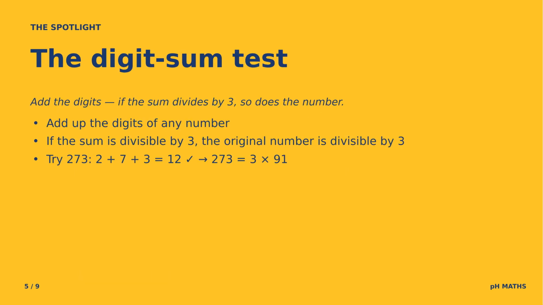The digit sum test. This is the rule that 3 is famous for. Take any number at all, and add up its digits. If that digit sum divides by 3, then so does the original number. Take 273. 2 plus 7 plus 3 is 12. 12 divides by 3, so 273 divides by 3. And indeed, 273 equals 3 times 91. That single trick saves you long division on factor questions.